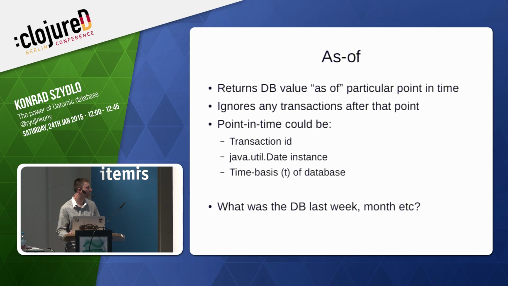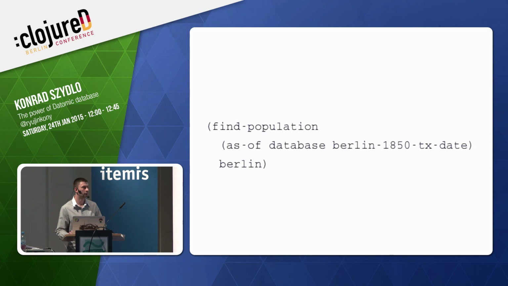So using as-of, we can answer such questions as what was the value of the database last week, last month, or even last year. And using as-of is really simple. If we have a function called find-population that accepts a database, we get the value of as-of by using the as-of function, passing the database that we want to filter, and a time. In this case, I'm storing the time for the transaction associated with Berlin 1850.